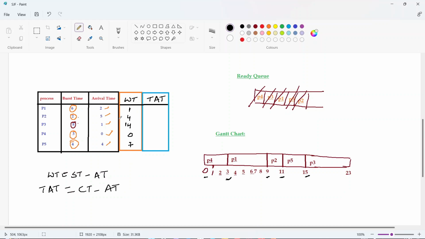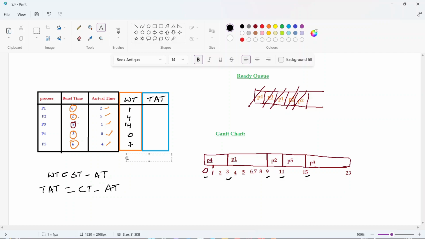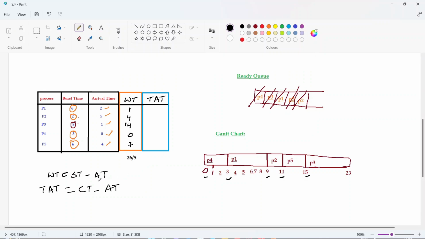Got it? So this is about the waiting time. Now what is the average of this one? Average waiting time is the total of all these values, which is equal to 1 plus 4 plus 14 plus 0 plus 7 is equal to 26 by 5. So this is the average waiting time, 26 by 5. Okay. Now let us calculate the turnaround time. What is turnaround time? Completion time minus arrival time.